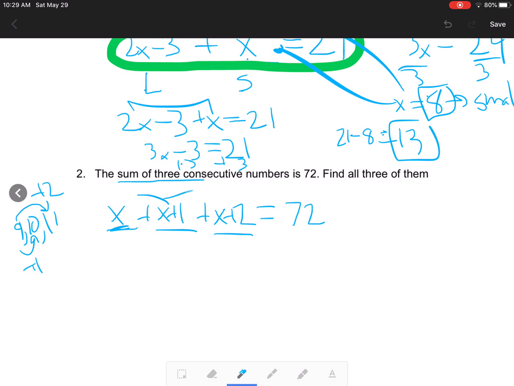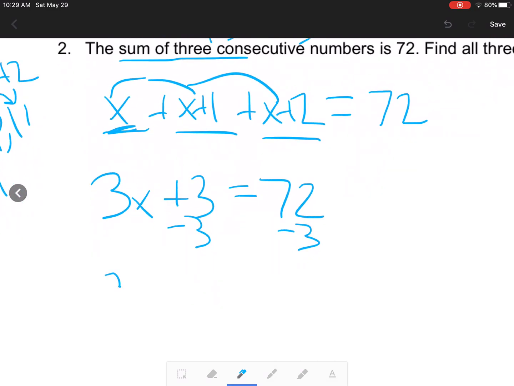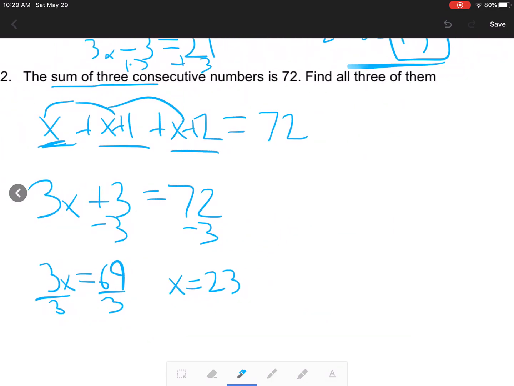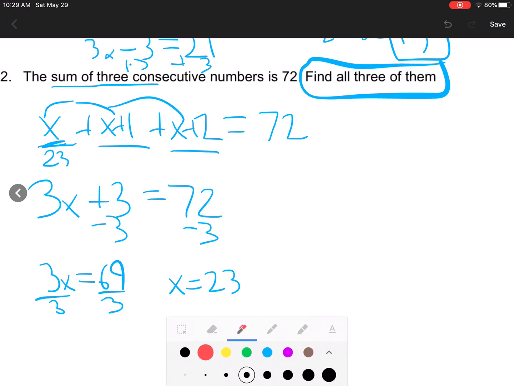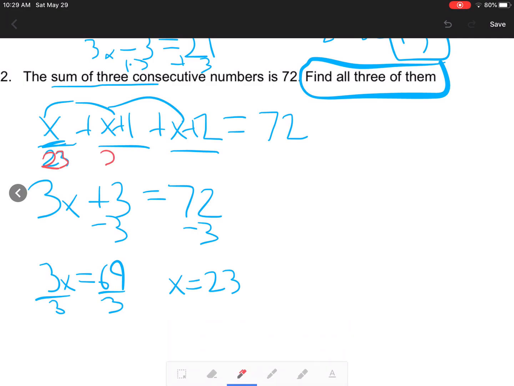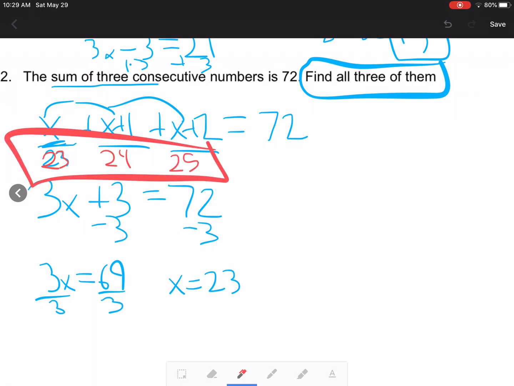So we have 1, 2, 3 x's plus 3 is equal to 72. Subtract 3 from both sides. We end up getting 3x is equal to 69. Divide by 3, and x will equal 23. Now, it said find all three of them. So 23 is our first one. That would go here. Let me do a different color here. So this is 23. This would be 24. And this would be 25. And those are our three consecutive integers.